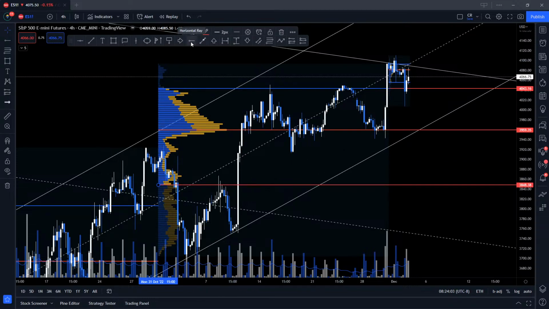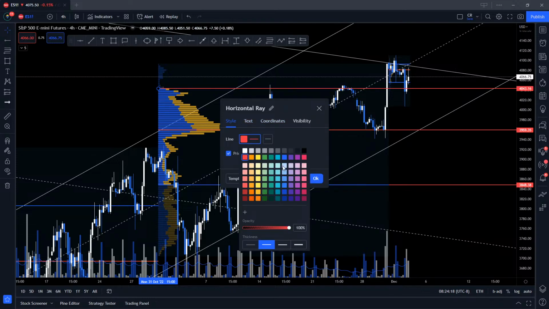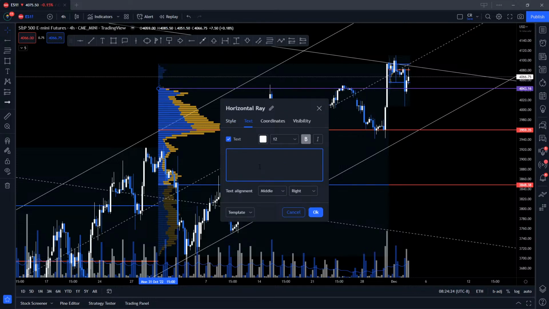So I use this horizontal ray. I use 2 points because it lines up with the size of the lines from the volume profile. This is irrelevant, but I'm kind of anal. So for the top, I use purple for my value area high. That way I know exactly what it is at a glance. And I always label it.